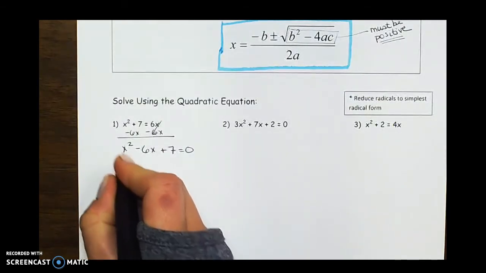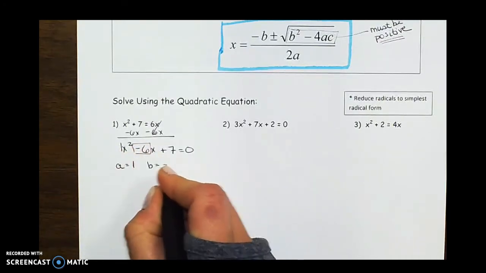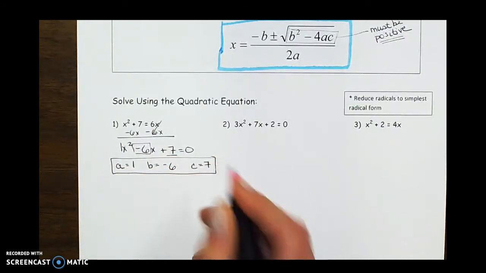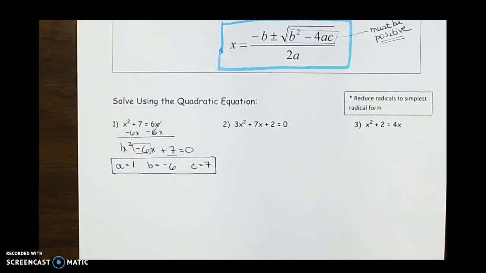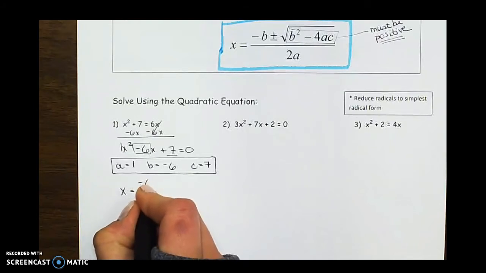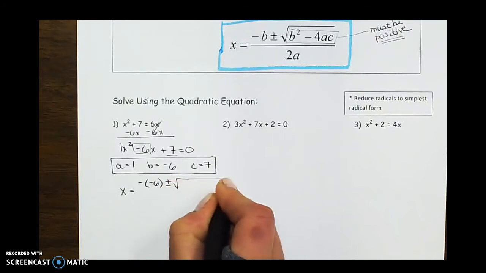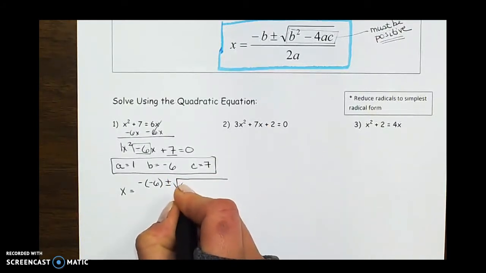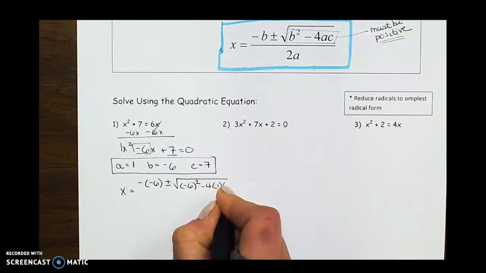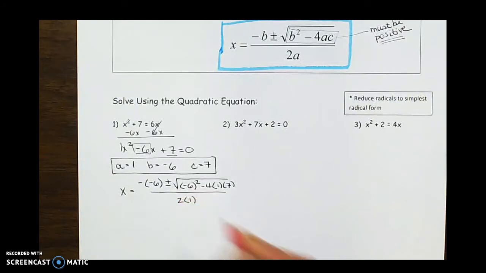Here our a value, the number in front, is a 1. Our b is equal to negative 6, and our c value is equal to 7. So those are the values that we're going to use. Now we're going to plug them into our quadratic formula. So it's x equals negative 6 plus or minus the square root of b squared. Remember, when you substitute in, you put it in parentheses, minus 4 times a times c, all over 2 times a, which is 1.